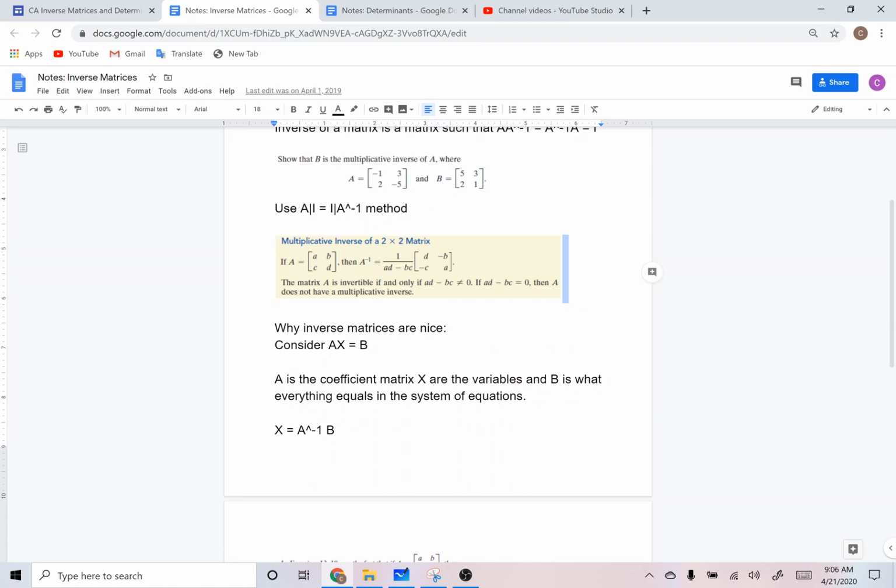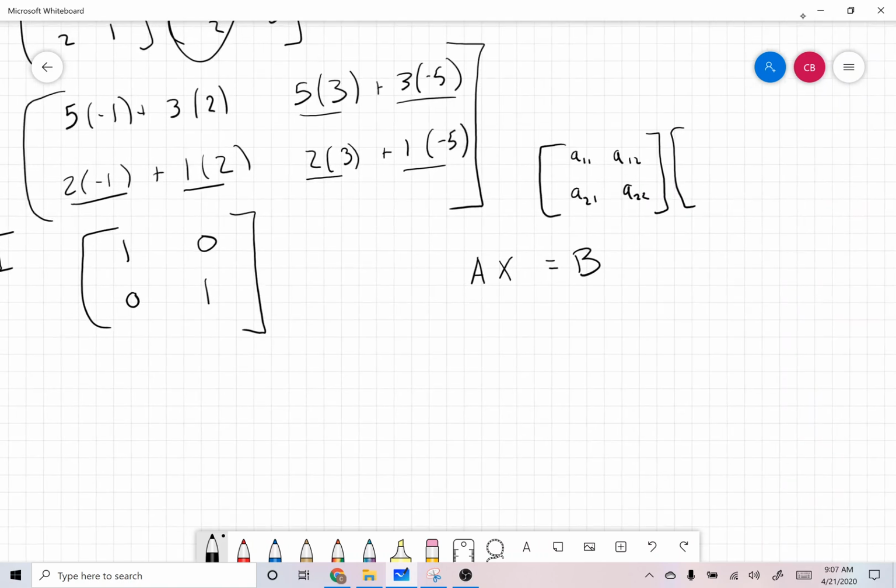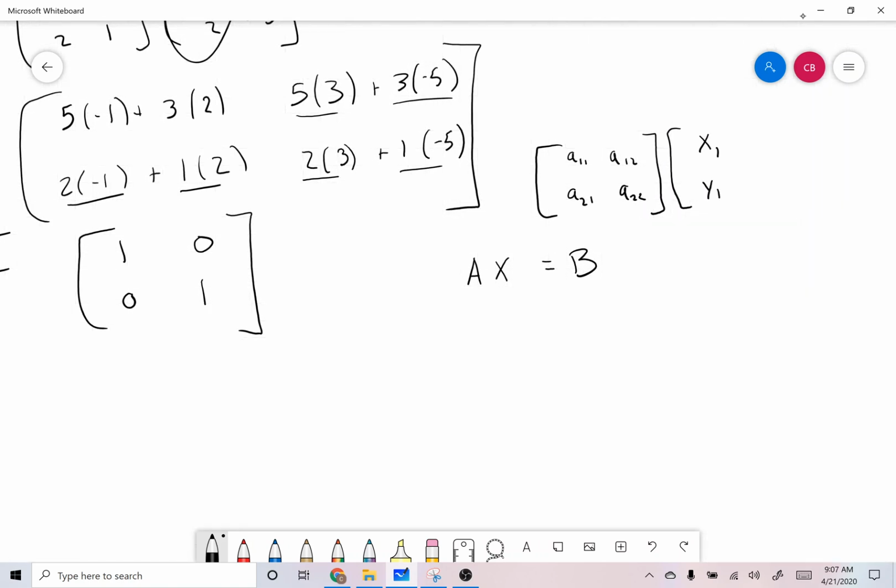So a nice thing about inverse matrices, if you notice, if we write our matrix A times X is equal to B, this is just like your system of equations. You have A11, A12, A21, and A22. And then you have X1, X2, that's how you'd see it, is equal to the solutions, which are, I don't know, let's say these are B1 and B2.